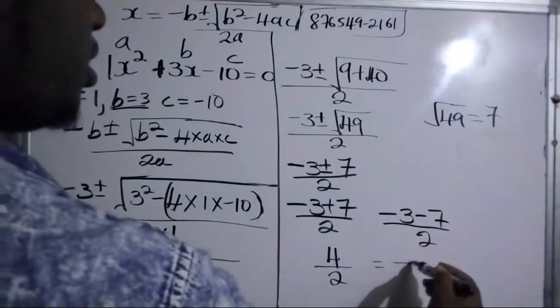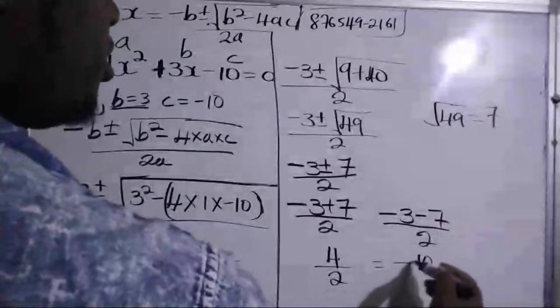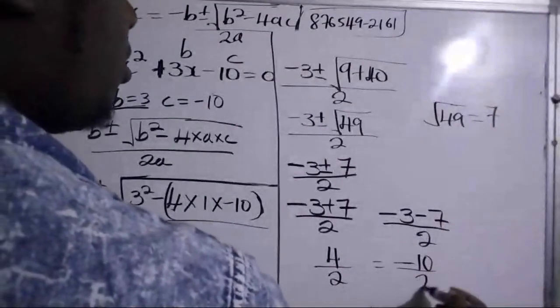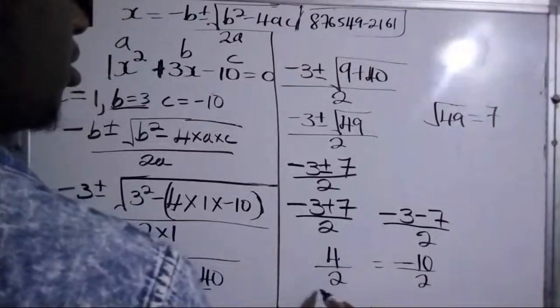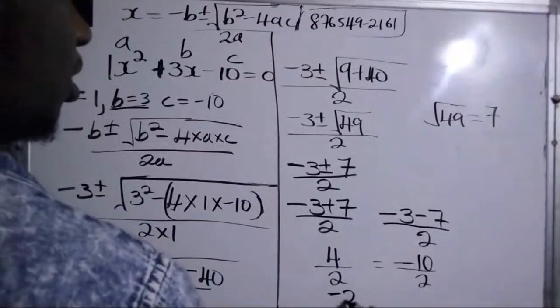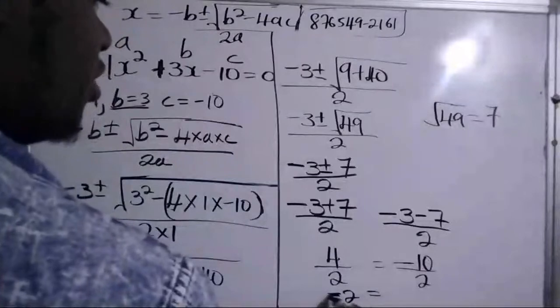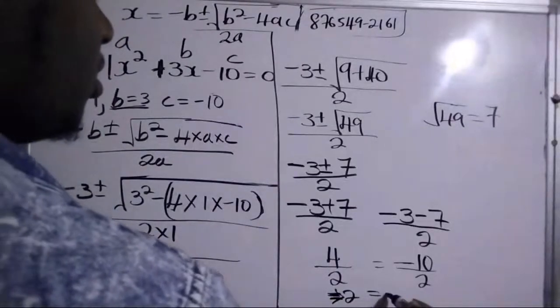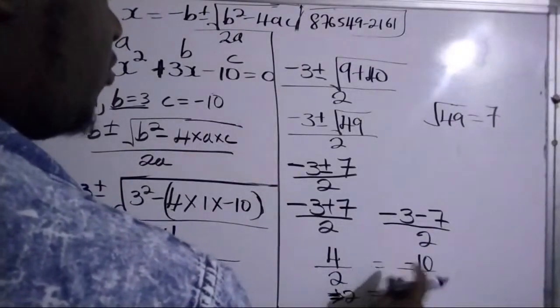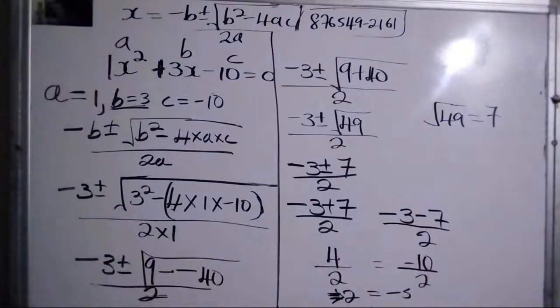And then we get negative 10. Both of them are negative, so we add them. So our final answer is 2 and negative 5. This is positive 2 and negative 5. A negative divided by a positive gives us negative.